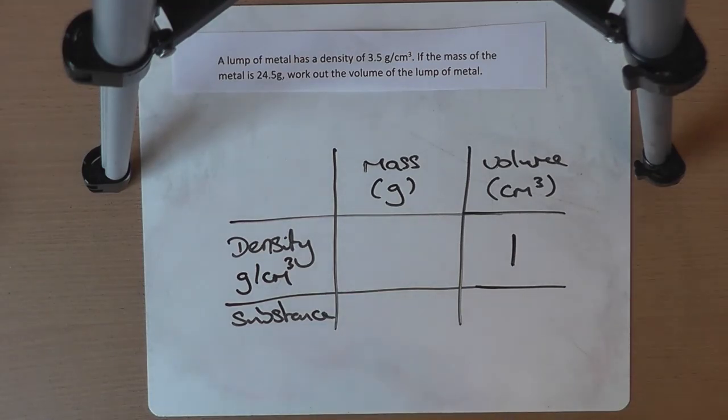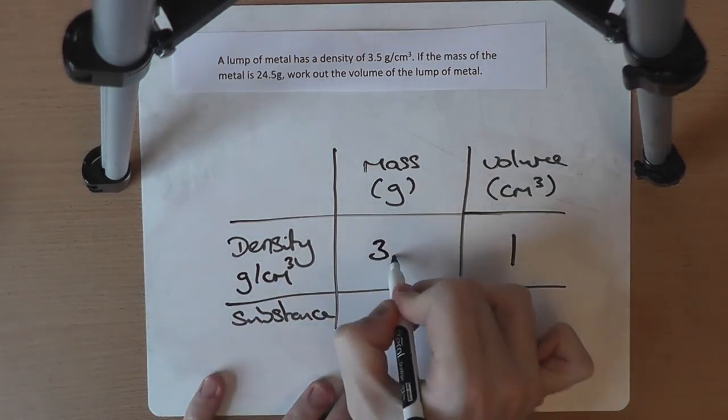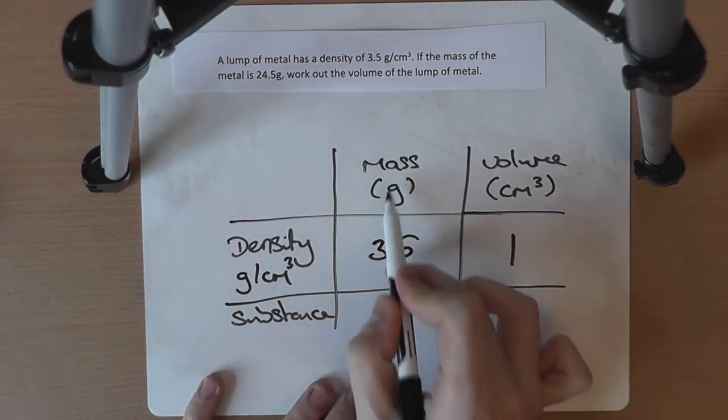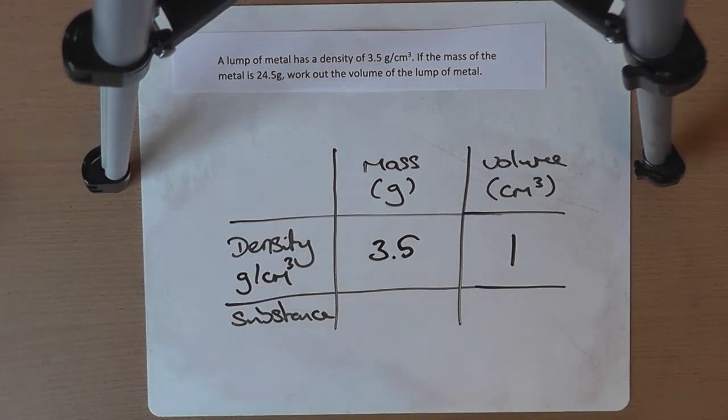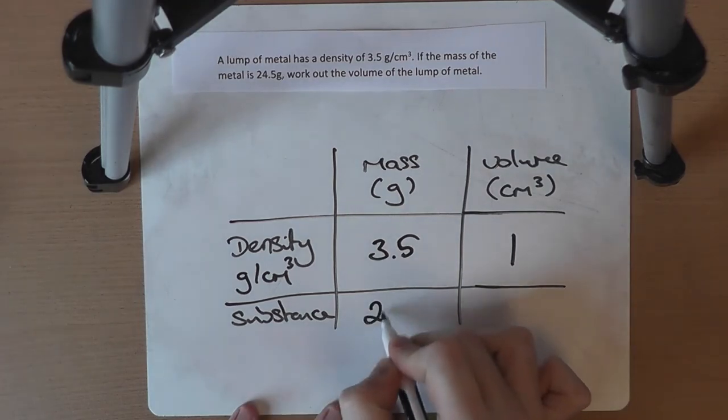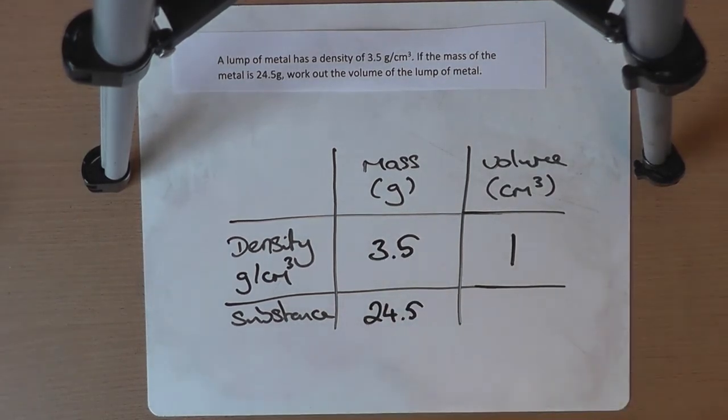The 3.5 then is a density number, so it's going to have to go on that density row, i.e. it's going to go here. 3.5 grams for each 1 centimetre cubed. If the mass of the metal is 24.5 grams, so 24.5 goes in here. Work out the volume of the lump of metal. We don't have any information for the number down here, the volume of the substance, the metal, but that's good because that's what we're looking for.